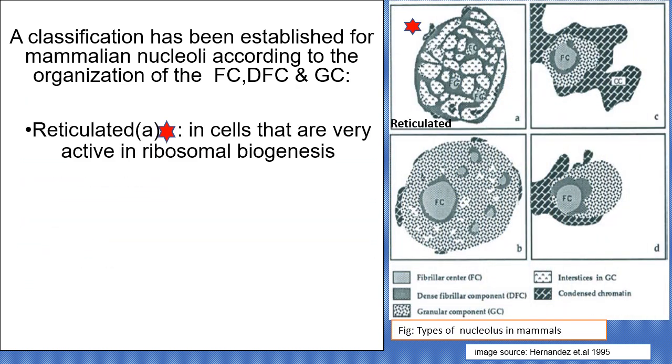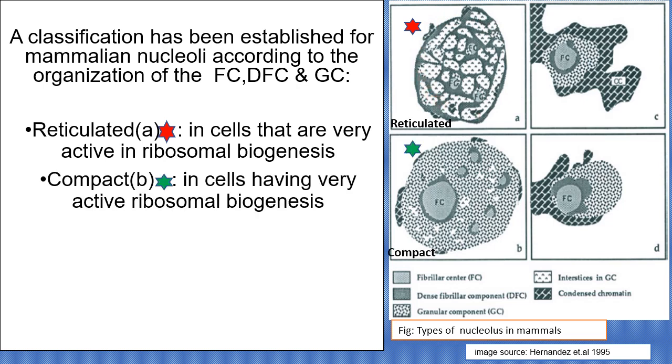The reticulated nucleoli are characterized by a network of threads of equal thickness which are made up of either dense fibrillar component or granular component. The fibrillar centers are generally small in reticulated nucleoli, and they are found in very active cells and in cancer cells. In this diagram, we can see that in a reticulated nucleolus, certain network-like structures are present. Hence, the name reticulated nucleoli.